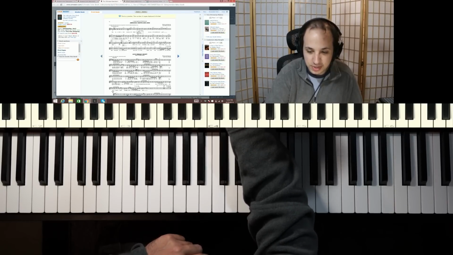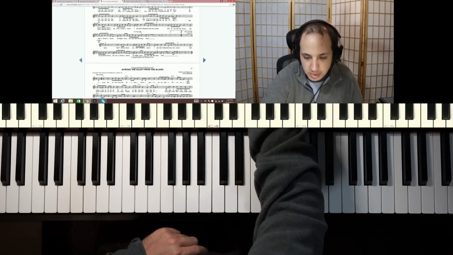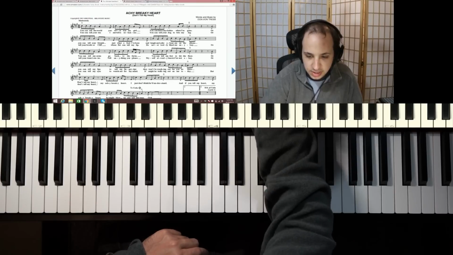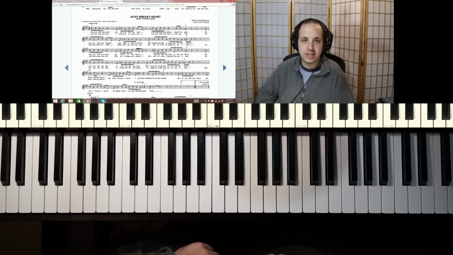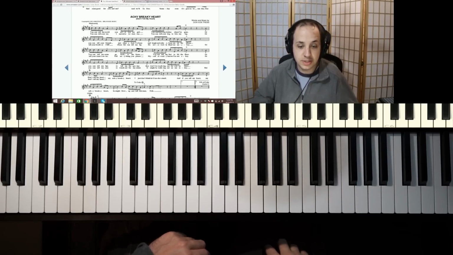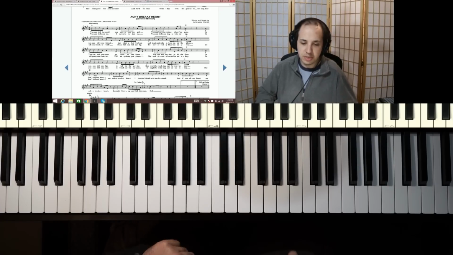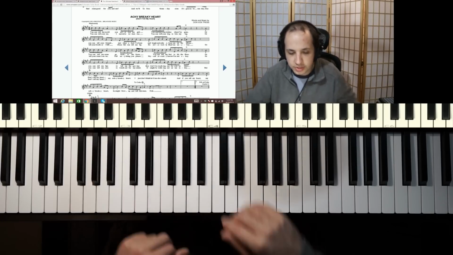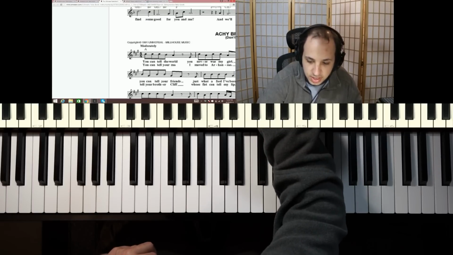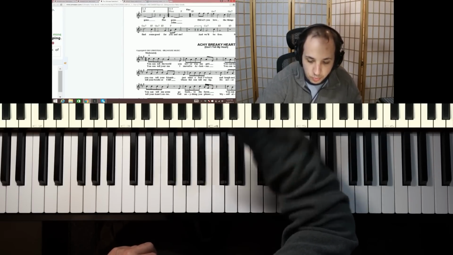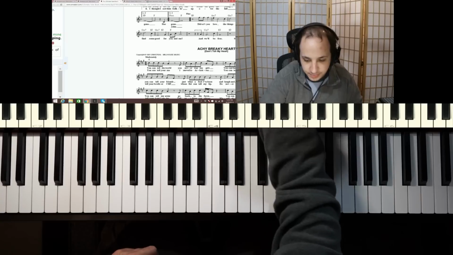Okay, let's see some songs. So, this is what I mean by lead sheet. You see how Achy Breaky Heart doesn't have any left hand. It doesn't tell you what the left hand is at all. But it does have what's called the chord symbols up top. So you see that A right there, right below where it says moderately.